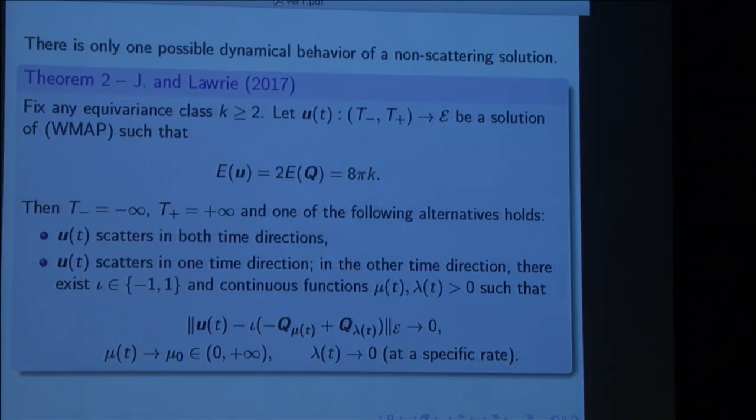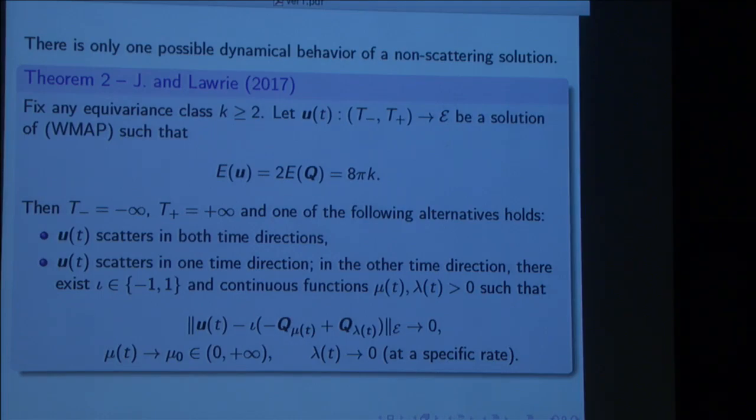So if it does not scatter, then what happens is that it scatters in one time direction, and in the other time direction we have exactly this behavior, decomposition into two bubbles for continuous time, and one bubble converges to some fixed scale, some number between 0 and plus infinity, and the other one converges to 0 at a specific rate which we determine.